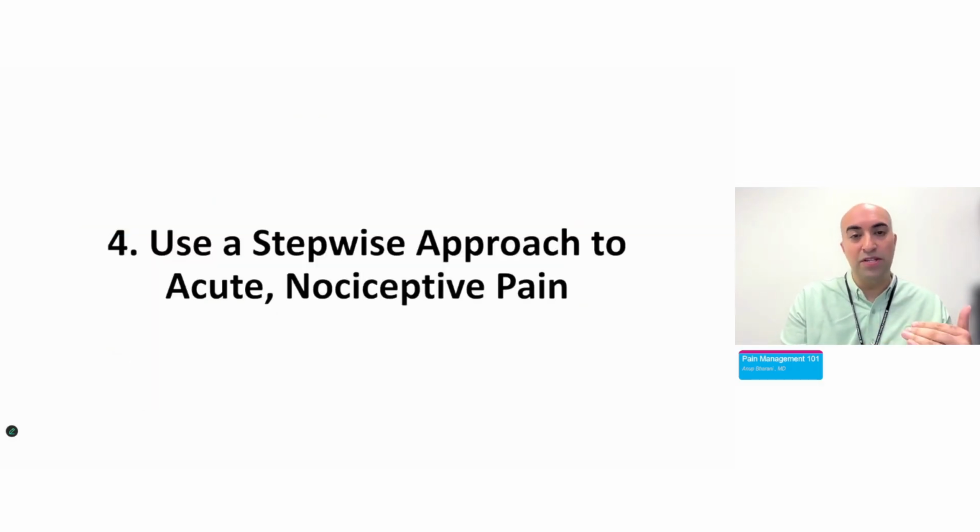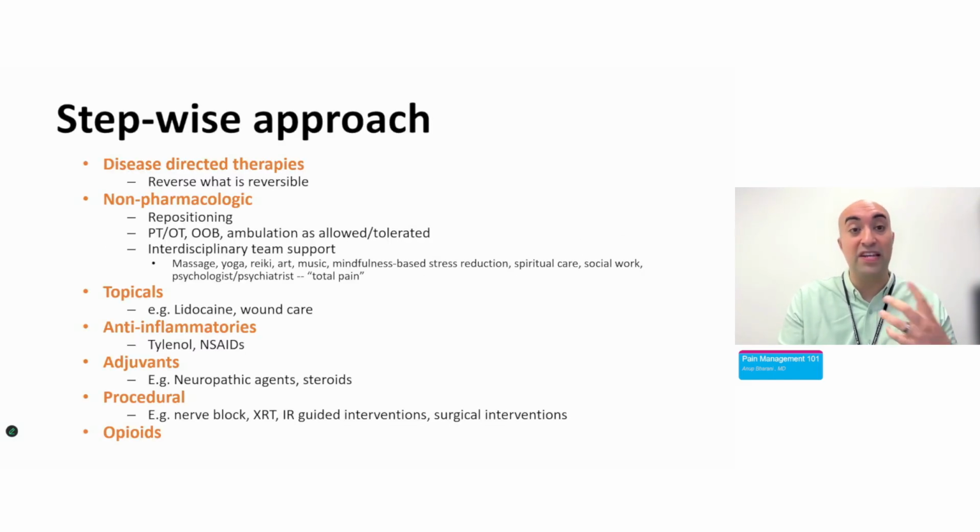Now, how do you use a stepwise approach to that acute nociceptive syndrome that you're facing in front of you with JM? And so what I sort of offer is a stepwise approach that mirrors a little bit of the WHO pain ladder, but takes into account what you might have available to you, both in the inpatient and outpatient settings. So what disease-directed therapy can we advocate for? How have we talked to our colleagues about that? What is reversible here? What non-pharmacologic therapies can you employ to try to help this pain syndrome?